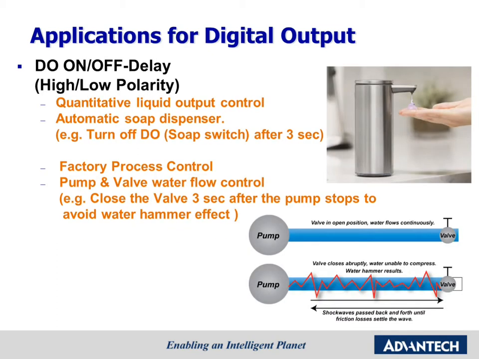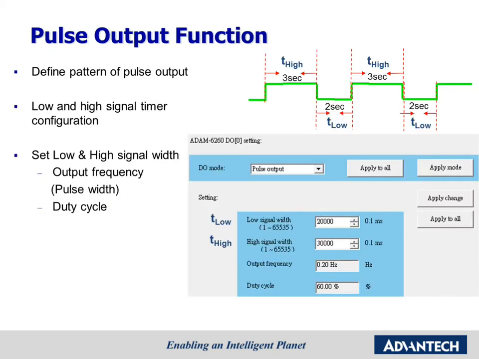The third one is delay pulse output. The application example can be quantitative liquid output control or an automatic stop dispenser. As you see in the picture, you can decide to turn off the DO after 3 seconds for the stop switch. It can also be widely used in factories for many kinds of process control. For example, it can be used to avoid the water hammer effect by closing the valve 3 seconds after the pump stops. Let's see the pulse output function setting in ADAM utility.